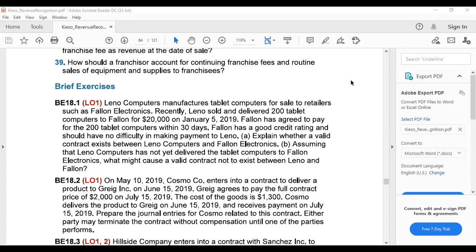So for item B, what might cause a valid contract not to exist between Lino and Fallon? Of course, if there is no performance or payment from any of the two contracting parties, then that will become invalid. And if the buyer has a poor credit rating, then naturally it will defeat the purpose.